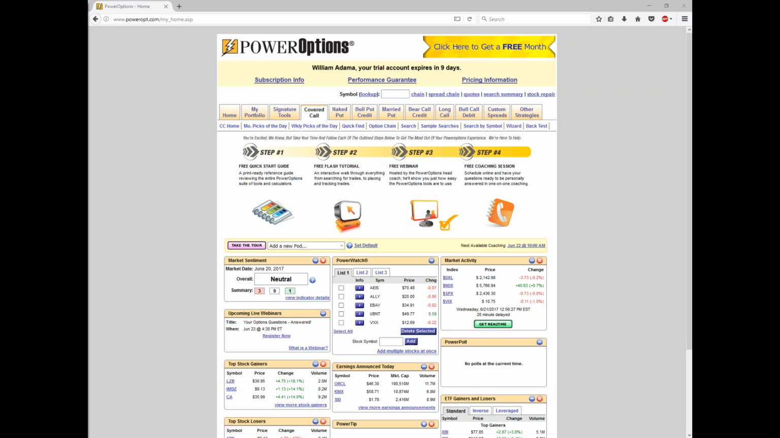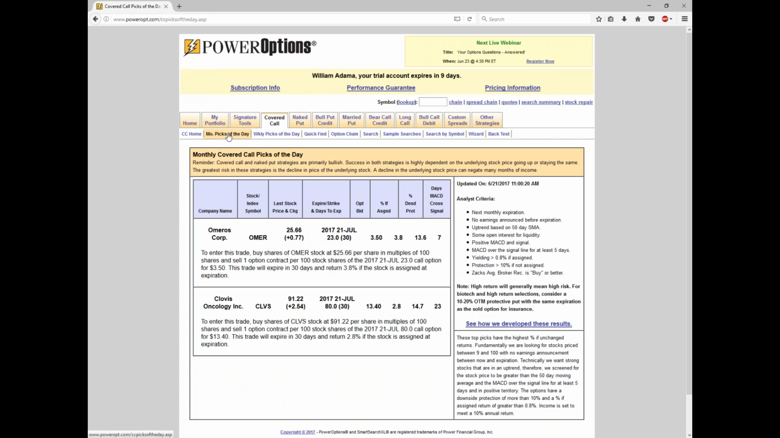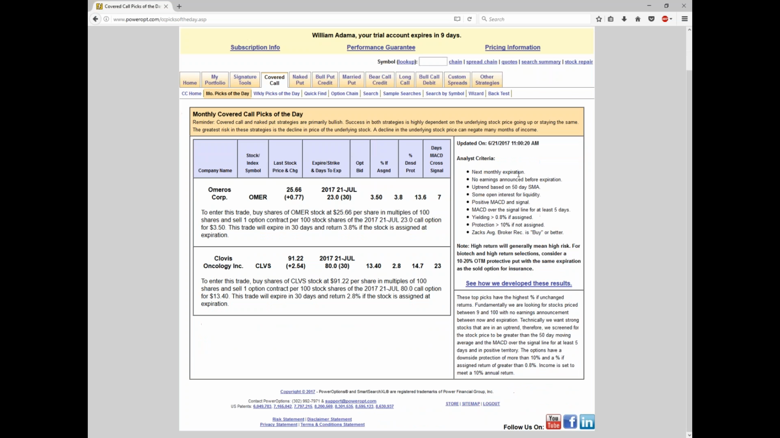So I'm in a covered call. I'm not sure what I want, but I maybe want monthly trades. Well, I'll go to the monthly picks of the day. This is showing me the top 2 or 3 results for standard July expiration that match a tested criteria that Ernie used. He went through many iterations on covered calls, putting in what he thought would work, what he found out did work that he was surprised with, and tested this strategy over time.